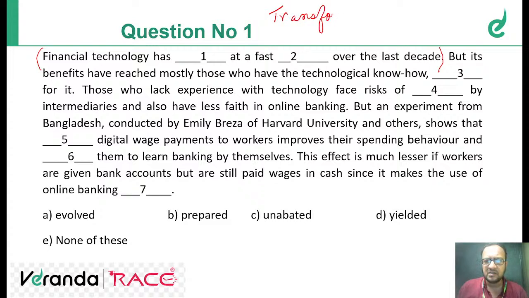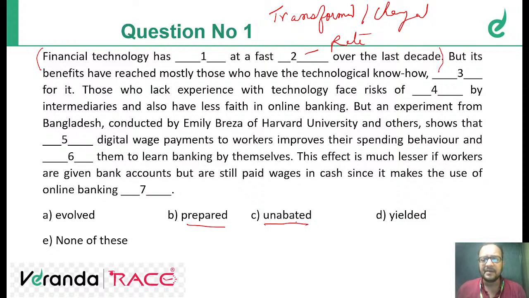Transformed or changed at a fast rate. I'll write rate over here. Okay. So we have thought of 2 words. Financial technology has transformed or changed at a fast rate over the last decade. Let us see the options. We have prepared, which does not fit the context.